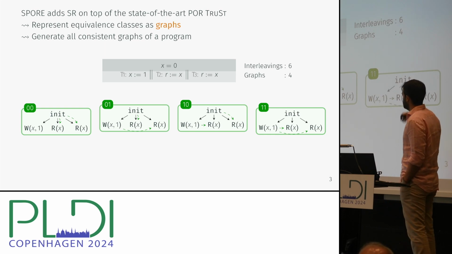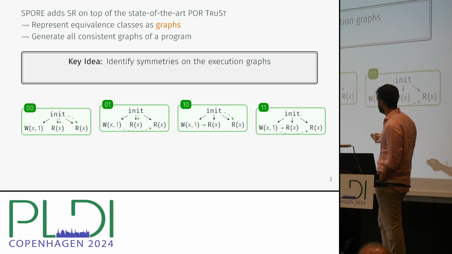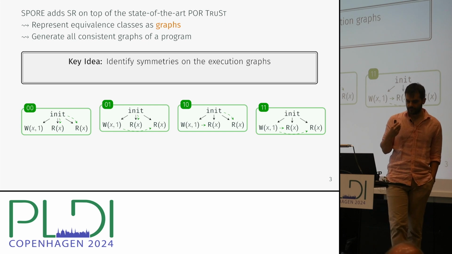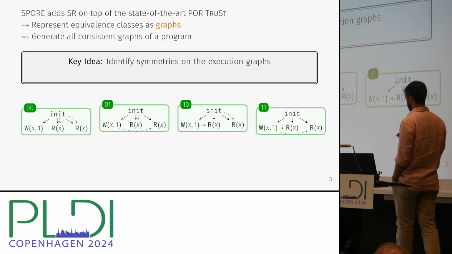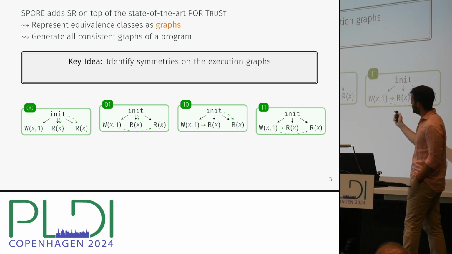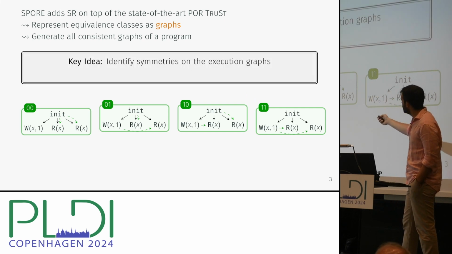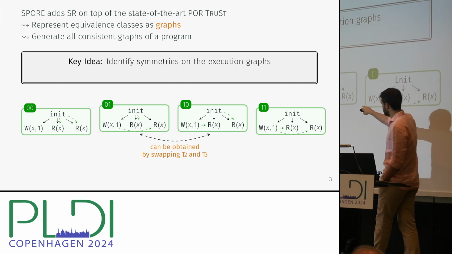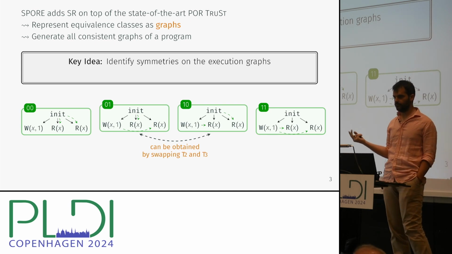Now SPORE also leverages this idea of graphs. And in fact, what we observe is that these graphs are a very nice way to identify symmetries. Right? So for example, here, thread 2 and thread 3 are running the same code. They are symmetric. And we can see that on the execution graphs. So these 2 graphs can be obtained one from the other just by swapping thread 2 and thread 3.